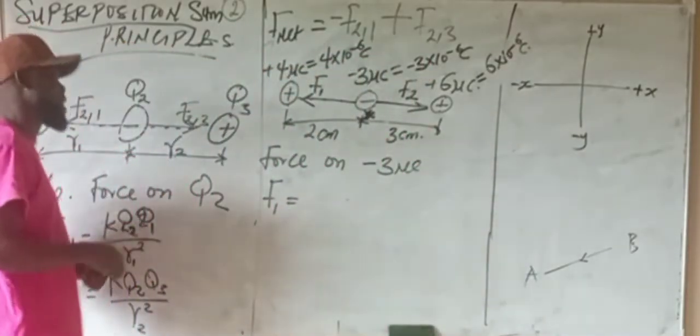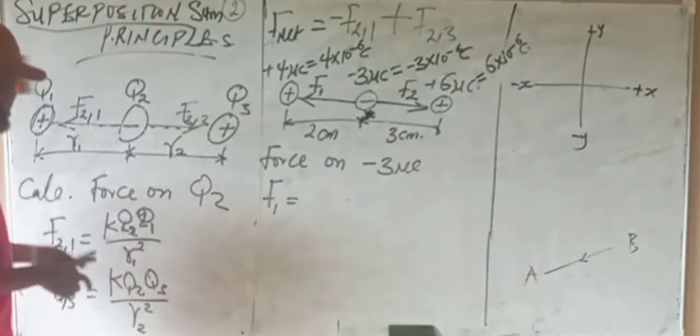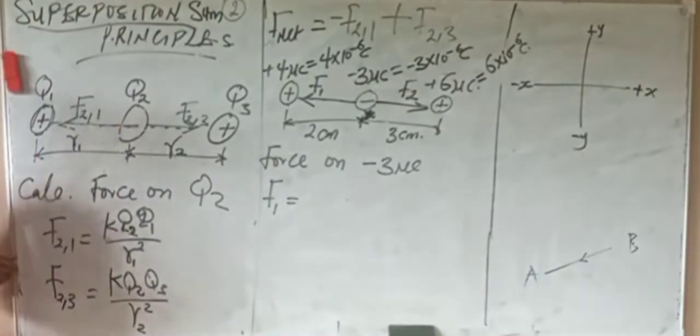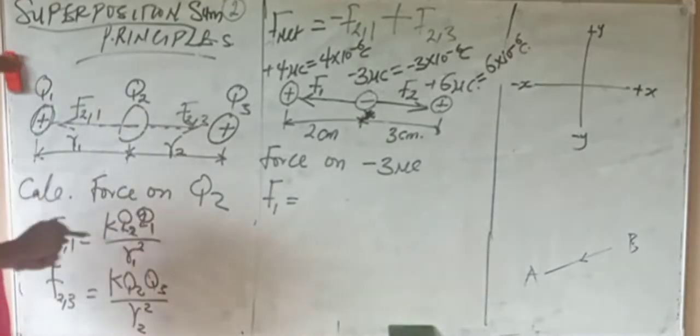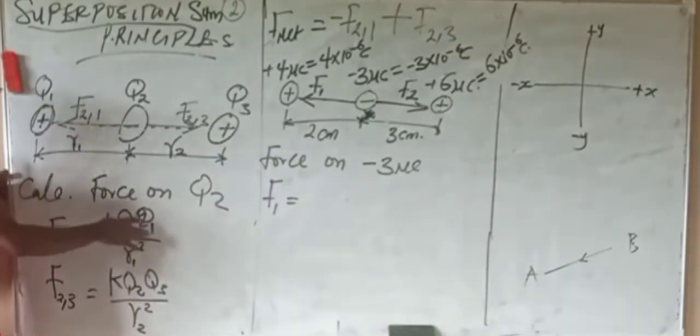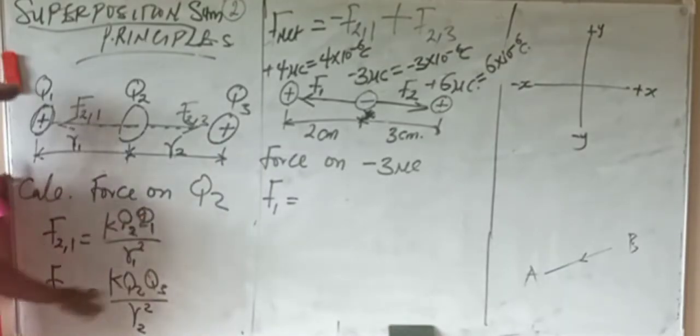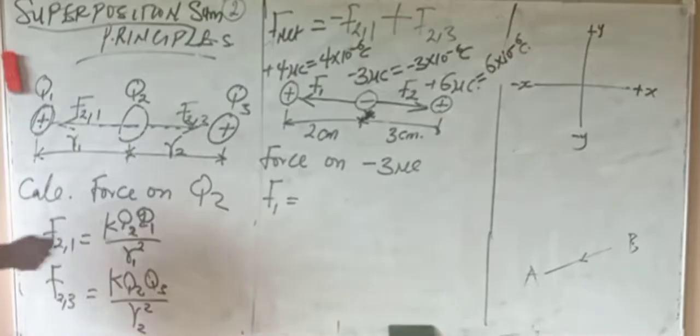You don't use microcoulomb to solve. When we are using k, remember the unit is newton meters squared per coulomb squared. So we're going to convert everything to coulomb. Again, you are going to put the magnitude of these charges here. Don't add signs to the charges.